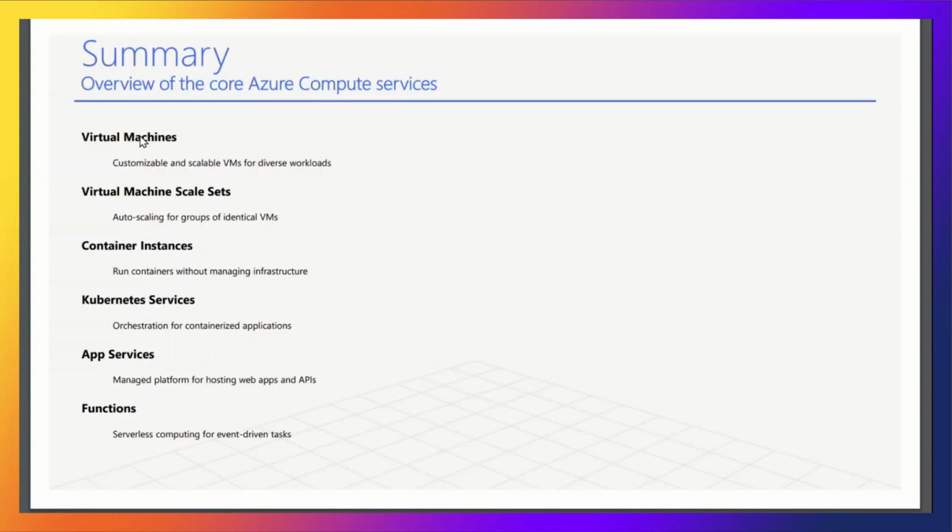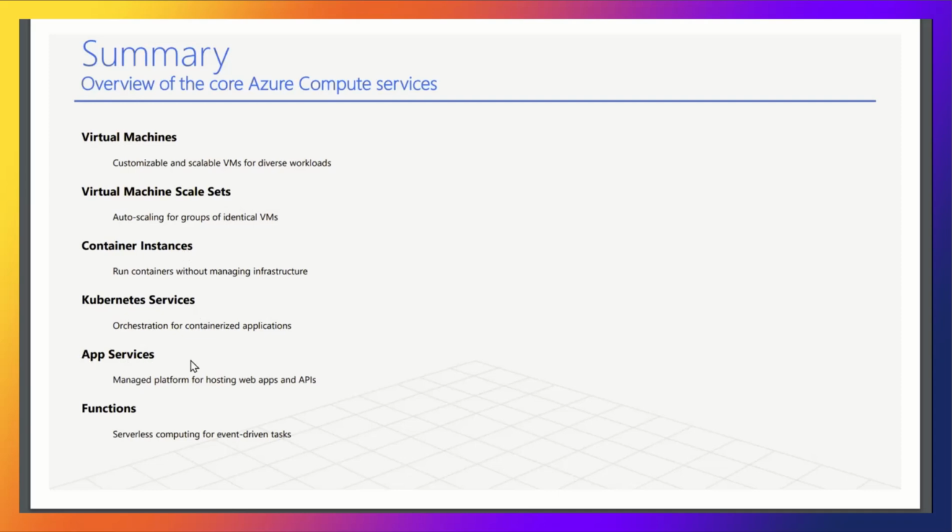So in summary, we have virtual machines, which are very like their counterparts on-prem. We have scale sets where you take several virtual machines that are the same, and we can scale them up or down depending on the load we need. We have container instances, which now we don't have to manage as much as a virtual machine or a virtual machine scale set. Kubernetes services, which allows us to manage many containers, where the container instance is only one.